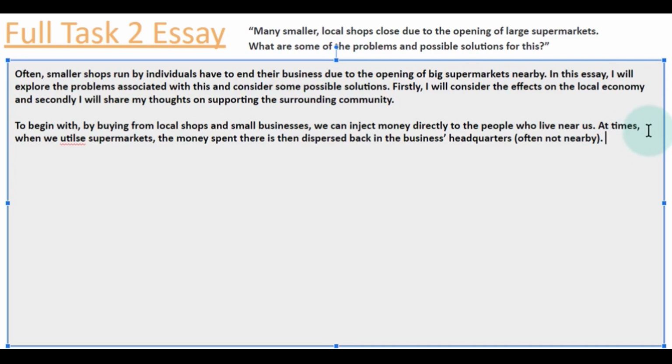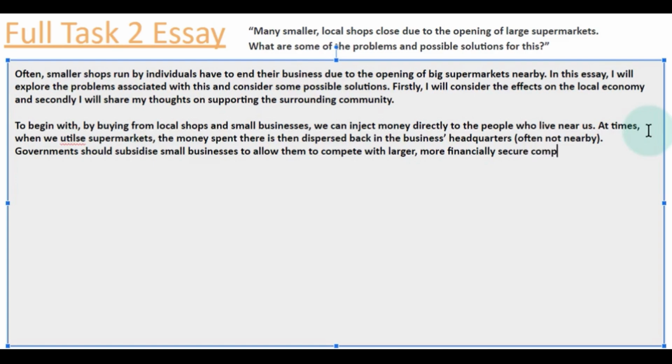I'm going to say, let's say, governments should subsidize small businesses to allow them to compete with larger, more financially secure companies. This would result, I'm on a roll, this would result in these smaller shops closing down less. Okay, that was quick, but sometimes when we write, we just need to go with the flow.